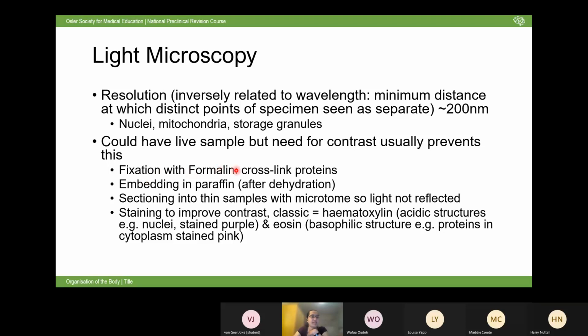So we will fix it with formalin, which cross-links the proteins, which stops them being broken down, and so preserves their structure. Then we dehydrate it, embed in paraffin, which allows us to section it very thinly, which is important so that the light isn't reflected weirdly. And then we stain, and the classic one that you should know for exams is hematoxylin and eosin. So hematoxylin will stain your nuclei and your acidic structures purple because it's a basic dye, whereas eosin is an acidic dye and so will be attracted to and stain your basophilic structures, for example, proteins, which is why the cytoplasm stains pink.